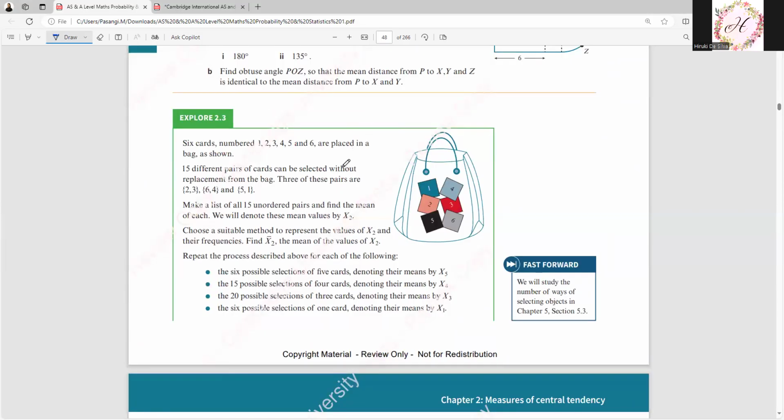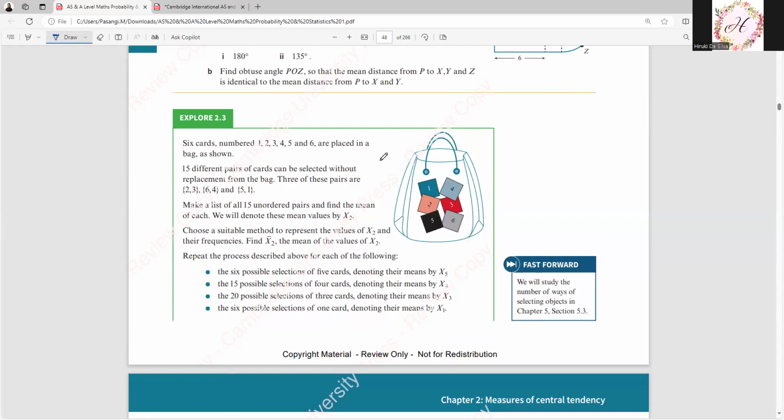So here for this Explore 2.3, they have given us six card numbers. That means 1, 2, 3, 4, 5, and 6 are placed in a bag as shown. So 15 different pairs of cards can be selected without replacement from the bag.